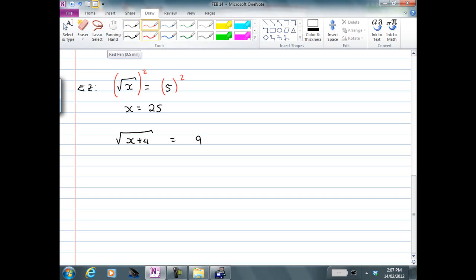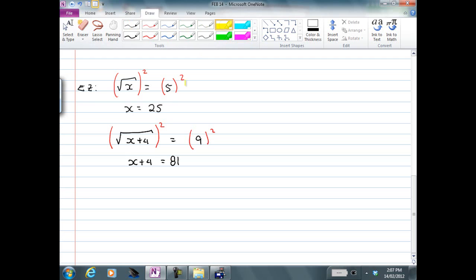So what I'm going to do is, you have one square root. I want to get rid of that square root. To get rid of that square root, look what I'm going to do. Squared. Squared. See? Keep it simple. That gives you x plus 4 equals 81.